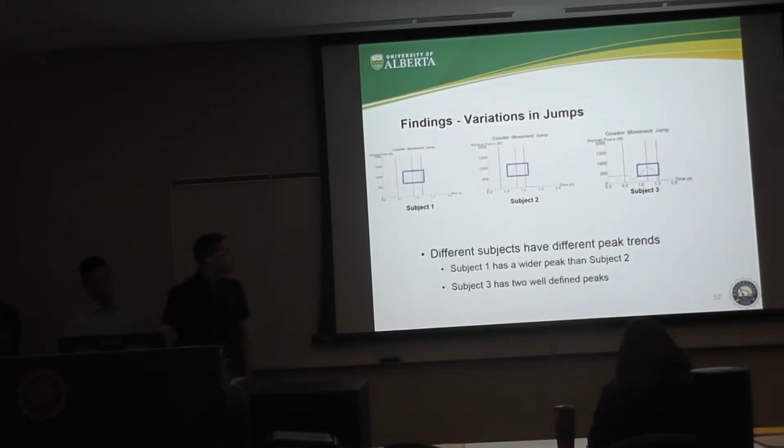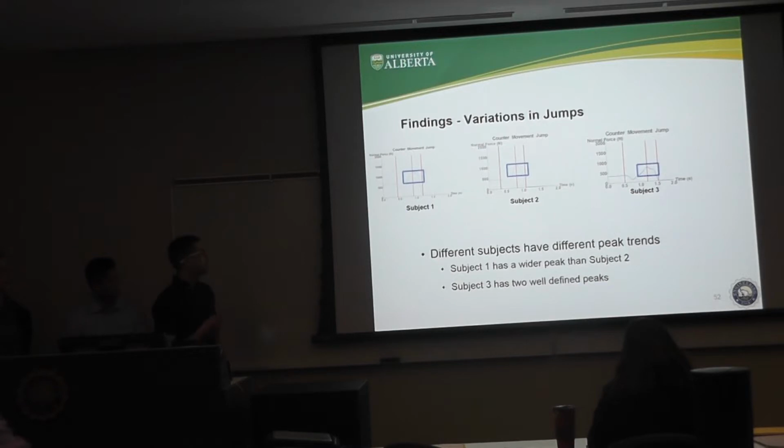So looking at the variation too, that could also tell us a lot of things. Due to time constraints, we weren't able to look too much into this, but you can see in subject 1 they have a very wide peak, subject 2 is a more narrow peak, and subject 3 has kind of 2 peaks. So does this mean that subject 3 is less able to adapt to this transition between the 2 phases? Or does it mean something else? What do the 2 peaks mean?